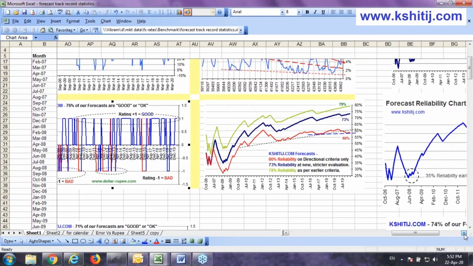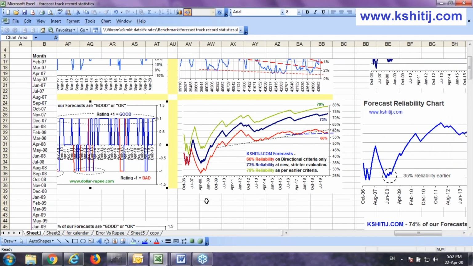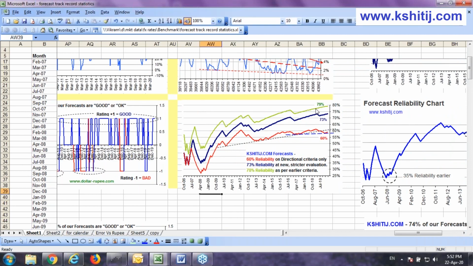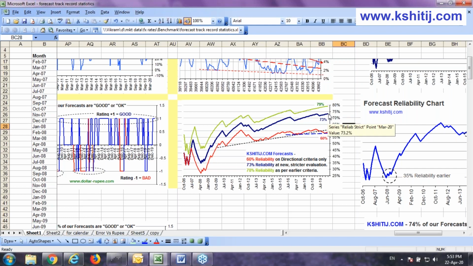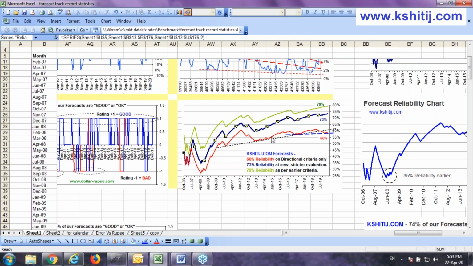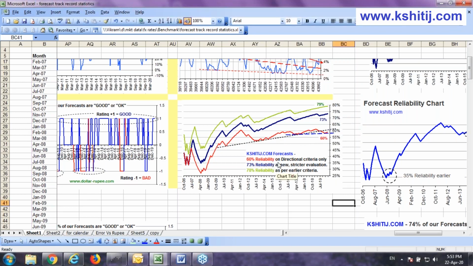So we have been tracking our error since 2006, so that's about the last 14 years. Earlier, we had one criterion based on which our reliability would currently stand at 79%. This we found was very lax. Then we devised another, more stringent criterion based on which our reliability stands at 73%. And this one, the red one, is the newest, or you can call it actually the oldest criterion, which takes into consideration only directional reliability. So that stands at 60% just now. So this is kind of our career batting average.